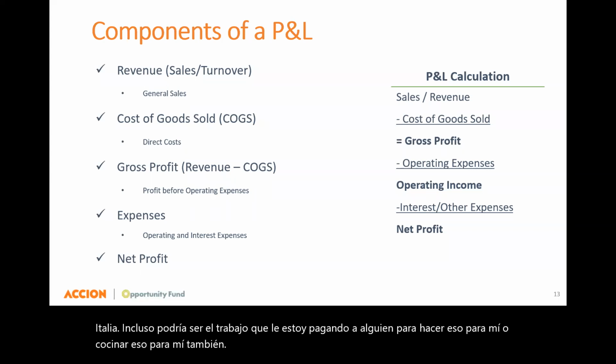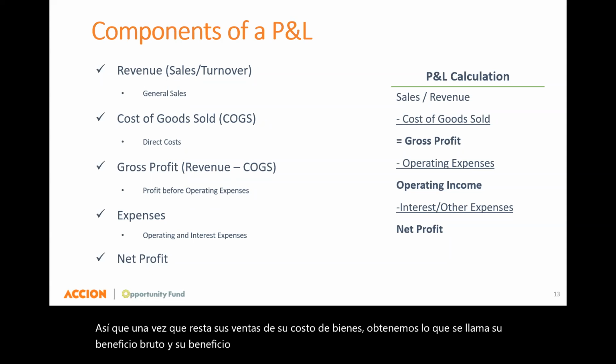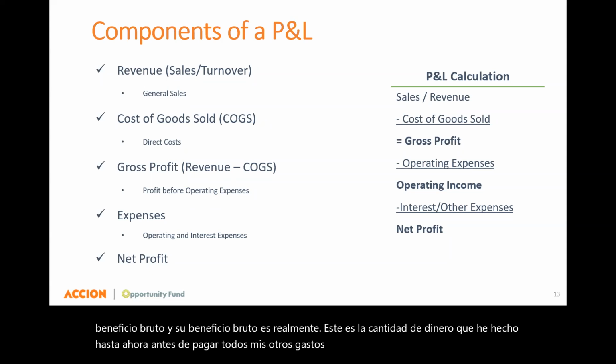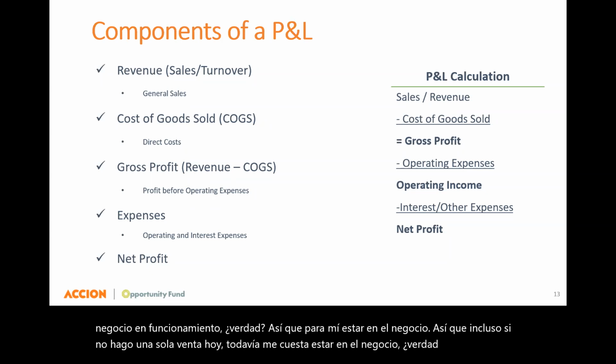So once you subtract your cost of goods from your sales, we get what's called your gross profit. And your gross profit is really how much money I have made so far before I pay for all of my other expenses, my operating expenses. And your operating expenses are really, what does it take for me to keep my business up and running? So even if I don't make a single sale today, it still costs me to be in business. So there are things that I can't ignore even if I didn't make a sale.